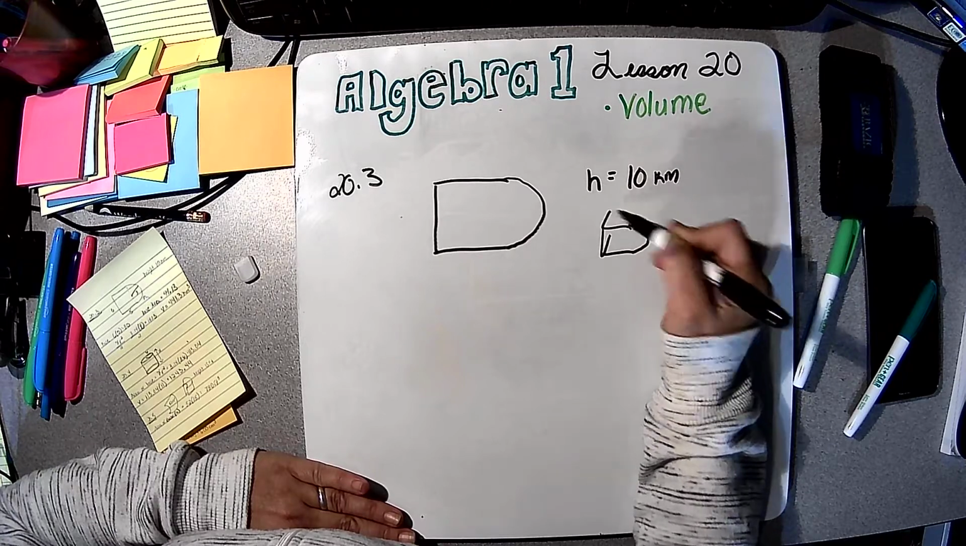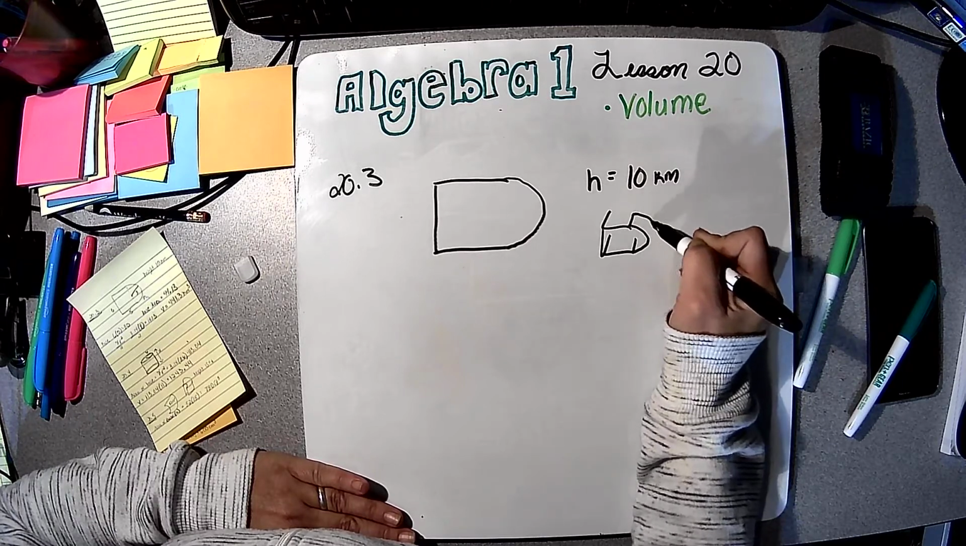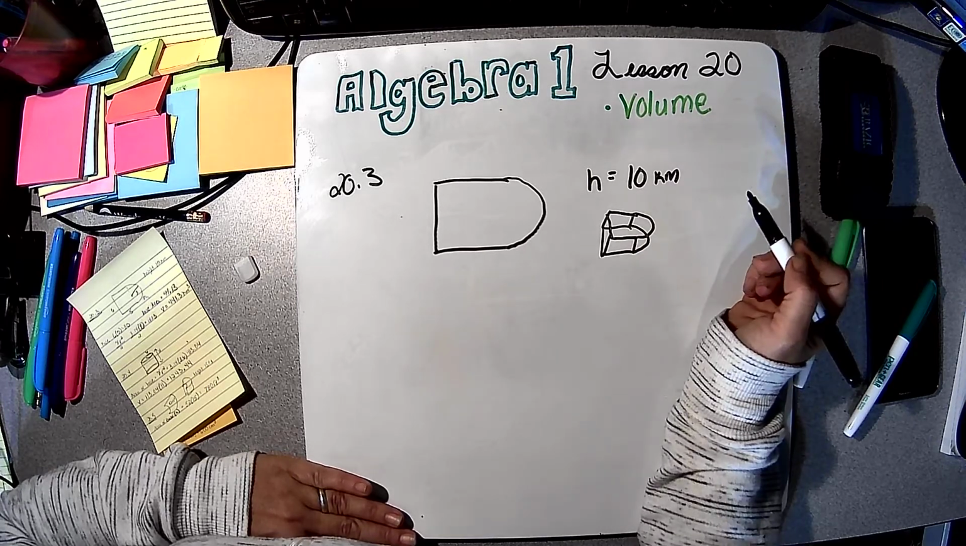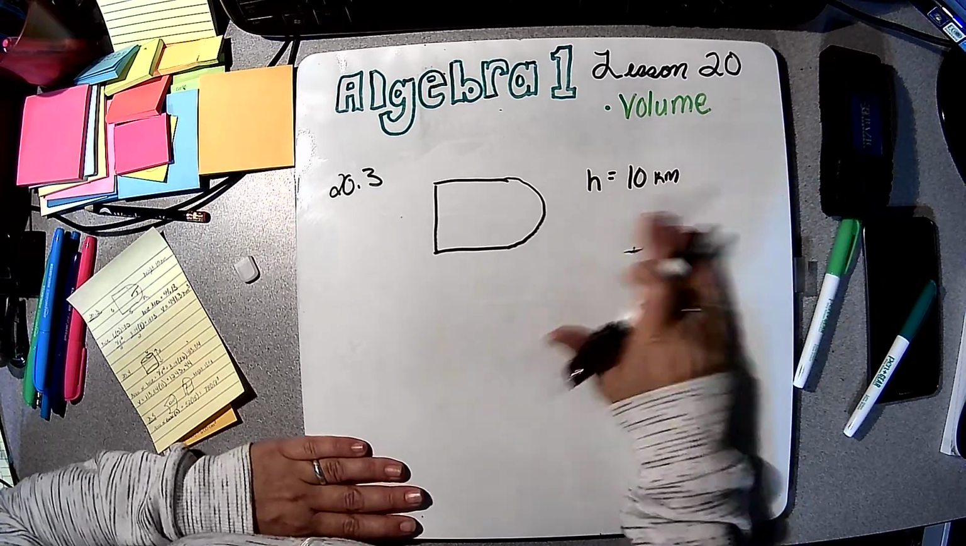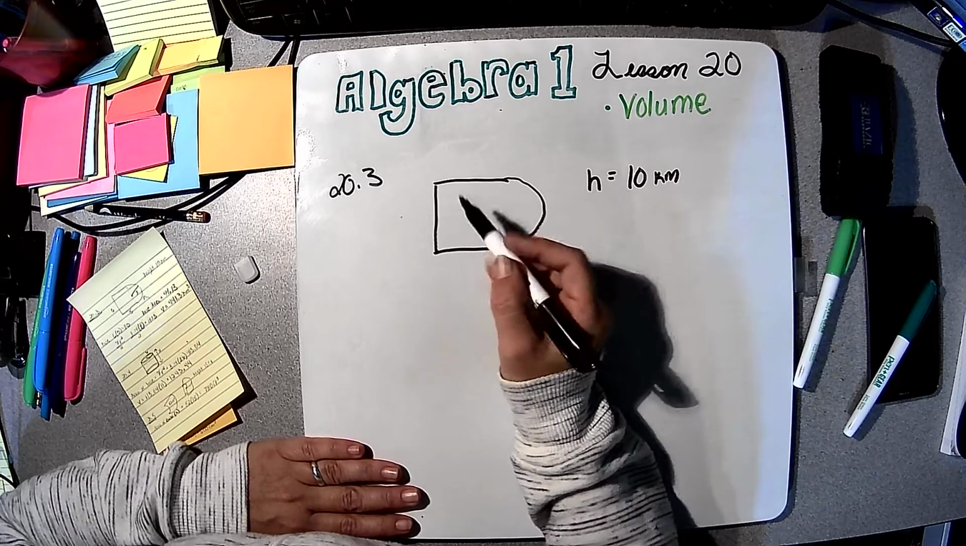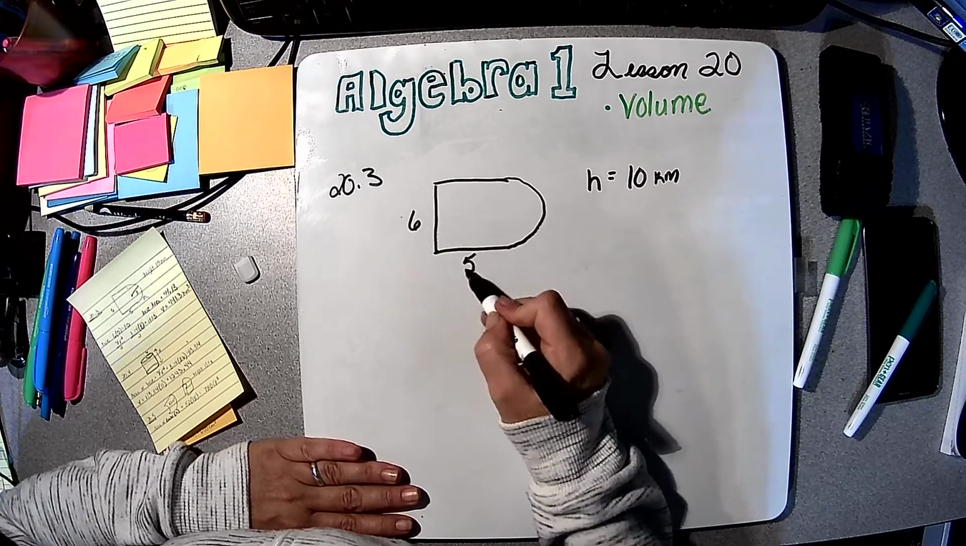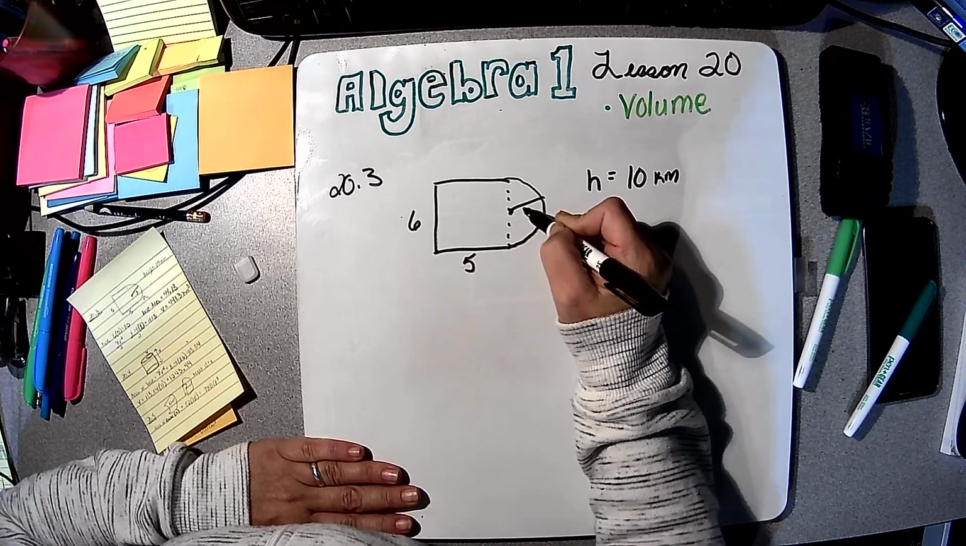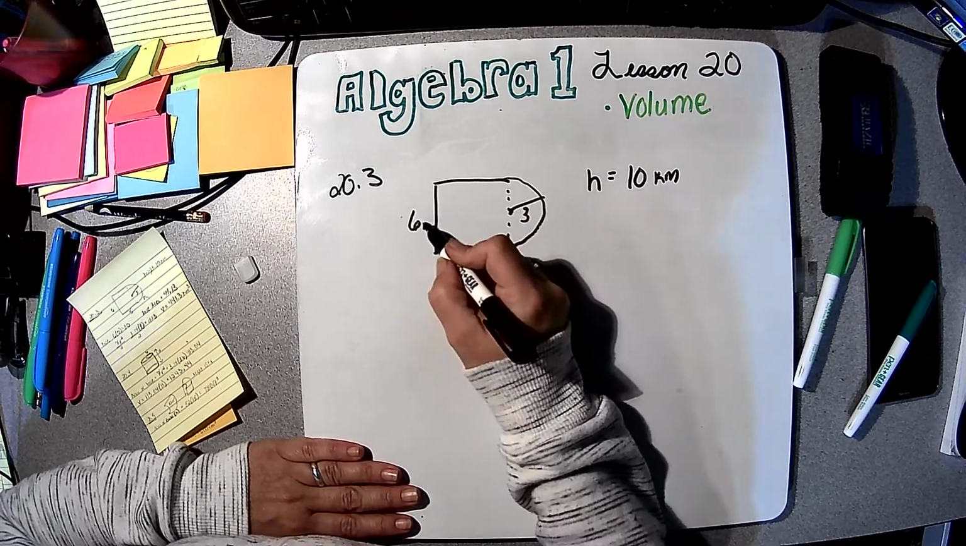It will go up like that, and then it'll go roundy. There you go. A three-dimensional figure that looks like that, and it's 10 kilometers high. And then it tells us this is 6, this is 5, and then this is 3 kilometers.